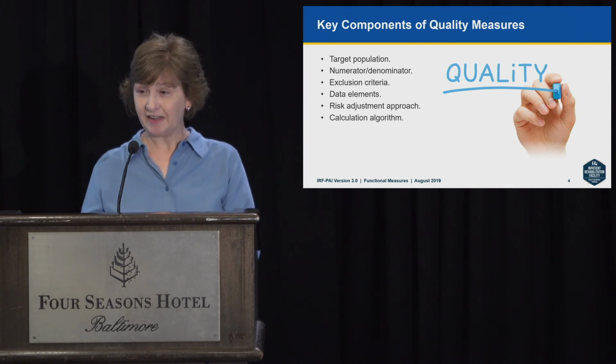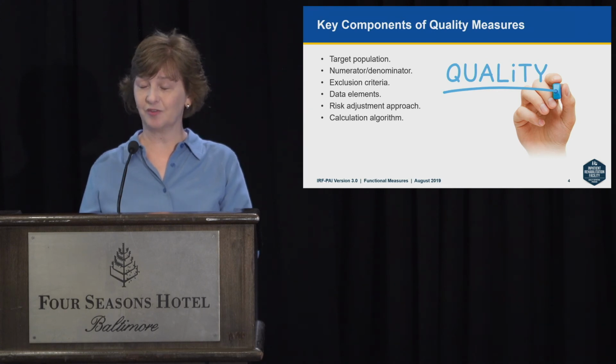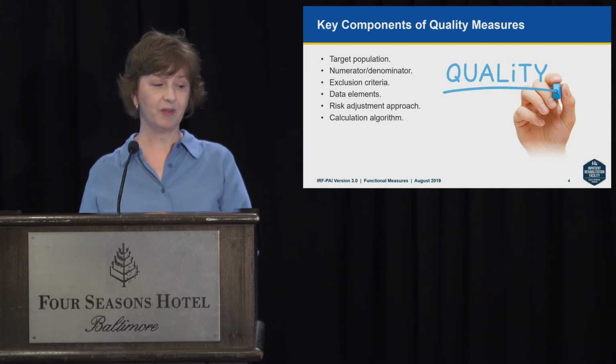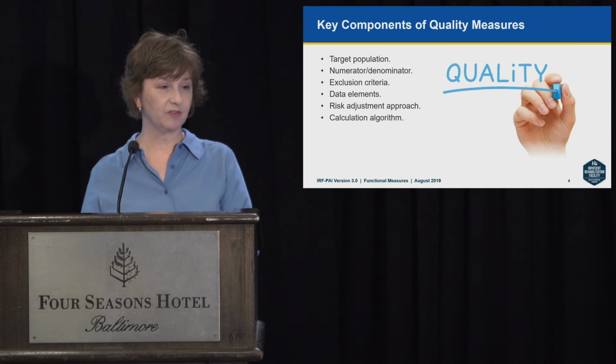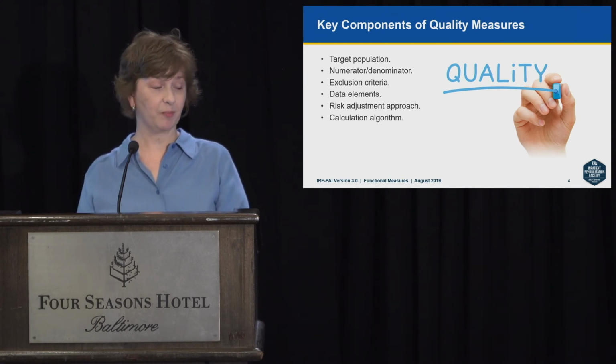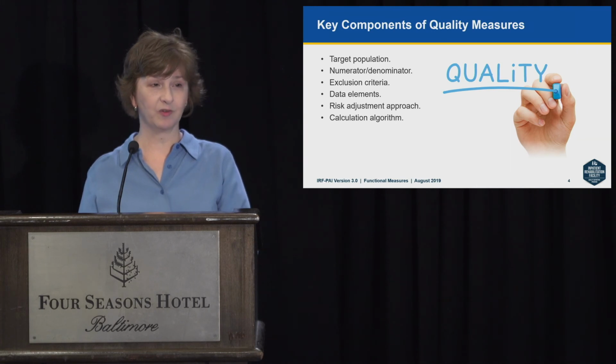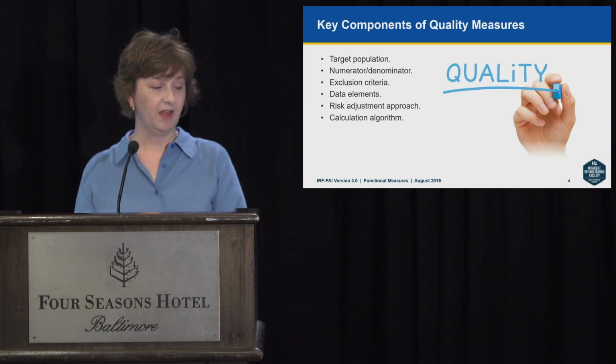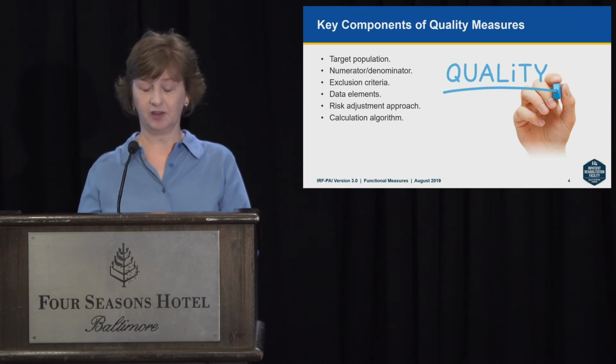Obviously, you need data in order to do the calculations, so there are data elements associated with quality measures. There's a risk adjustment approach for some quality measures where that's appropriate. We'll talk a little bit about what risk adjustment is and why it's important. And then there's a calculation algorithm.